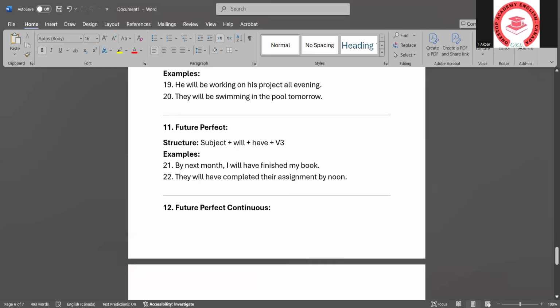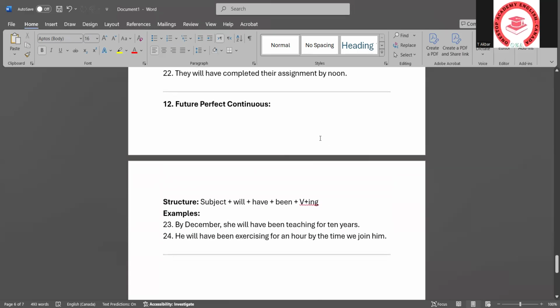And the last one, future perfect continuous. Structure: subject plus will plus have plus been plus verb plus ing. Examples are by December she will have been teaching for 10 years, and he will have been exercising for an hour by the time we join him.